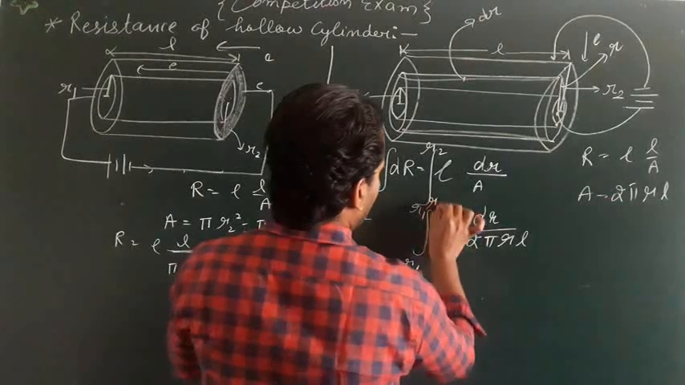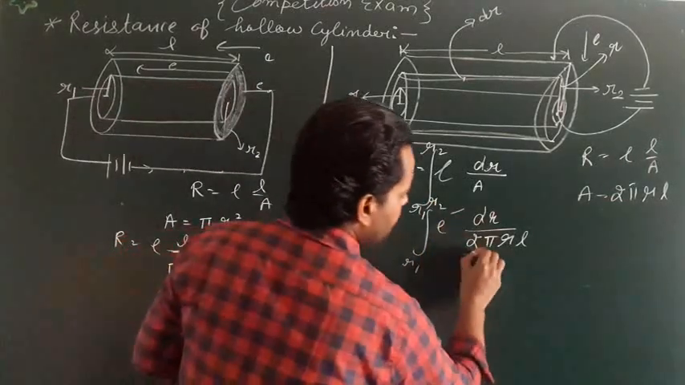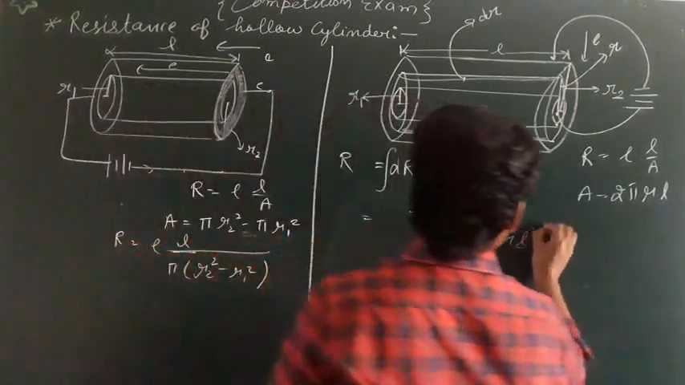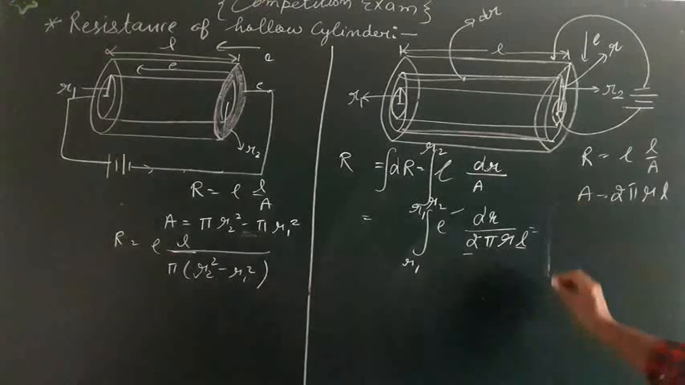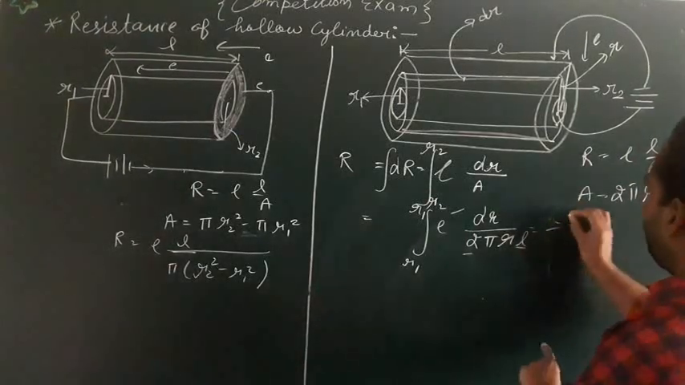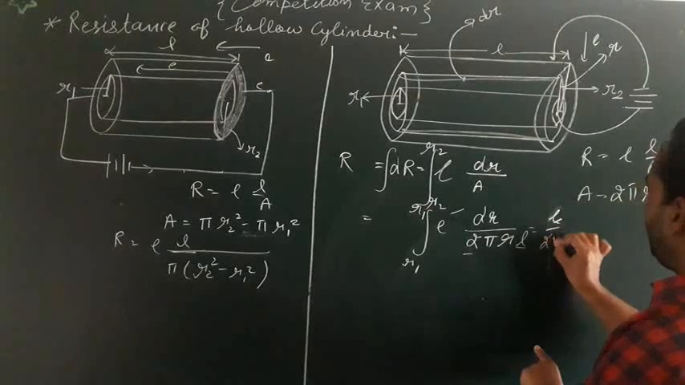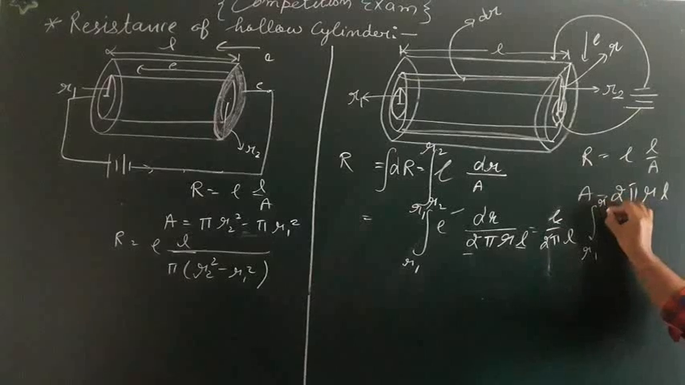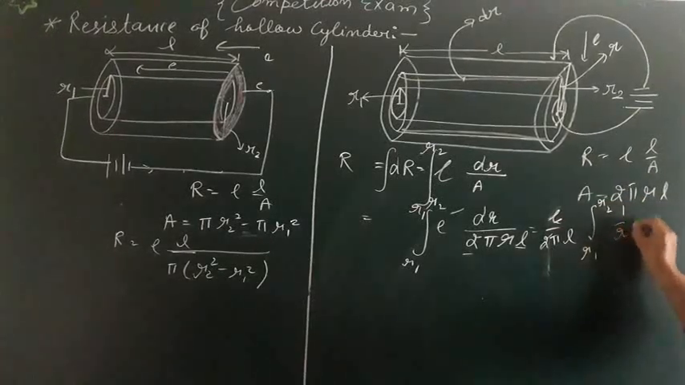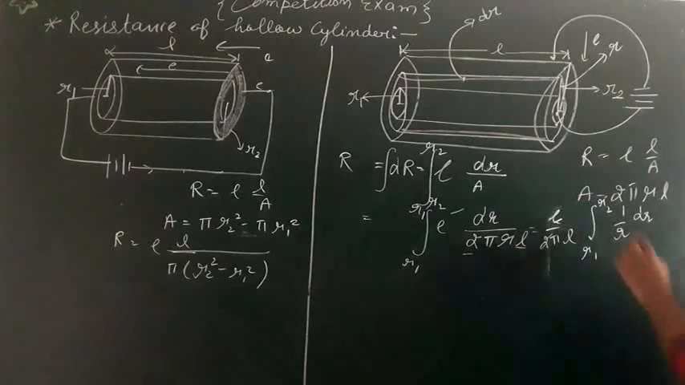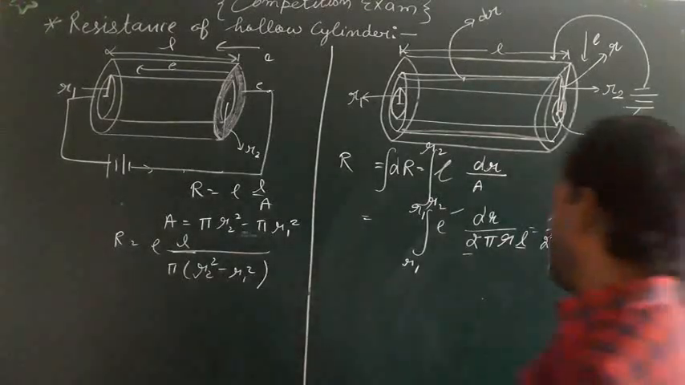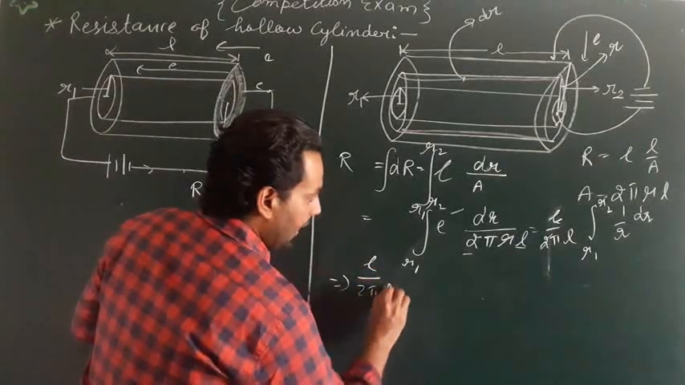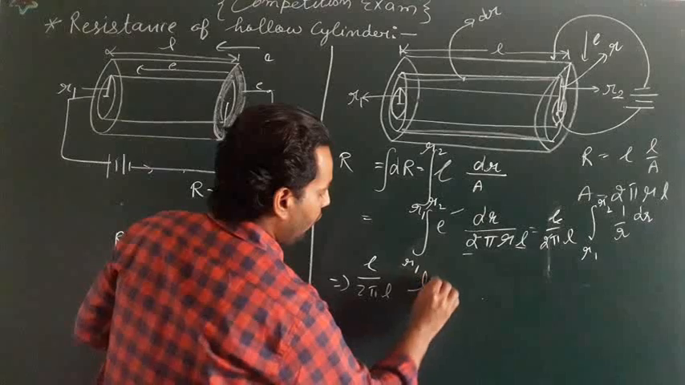R1 to R2. Now you have seen that rho is constant, 2 pi is constant, R is not constant, L is constant. So all these terms are constant, so we will take these terms outside. So here comes rho divided by 2 pi L, integration from R1 to R2 of 1 upon R into dr. So here you will see that the integration of 1 upon R becomes log R. So we write rho by 2 pi L, integration of 1 upon R, that is log R.